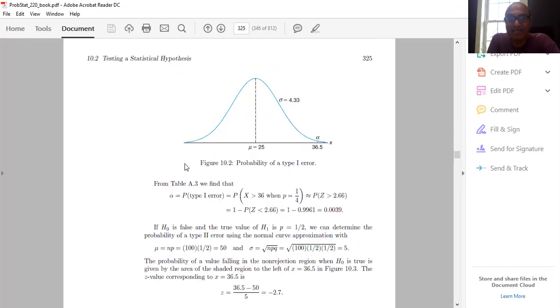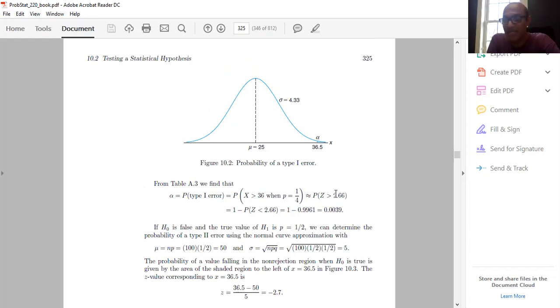Look and see, guys, that we have a normal distribution with mu equal to 25 and sigma equal to 4.33. After converting to z-score, I am getting z equal to this one. So my error alpha: I just find P(X greater than 36) when probability is 1/4, or that is, z is greater than 2.66.